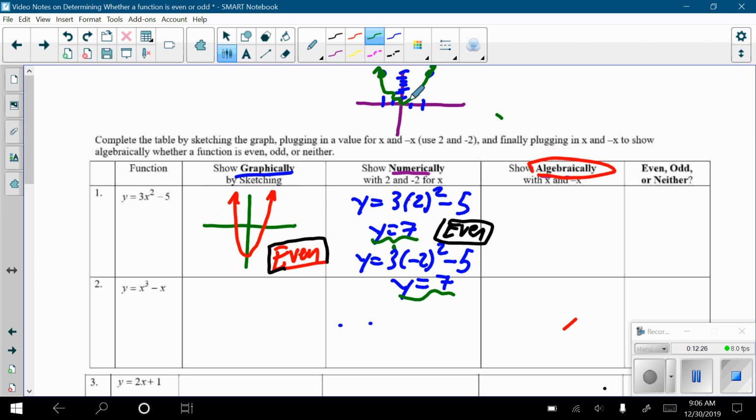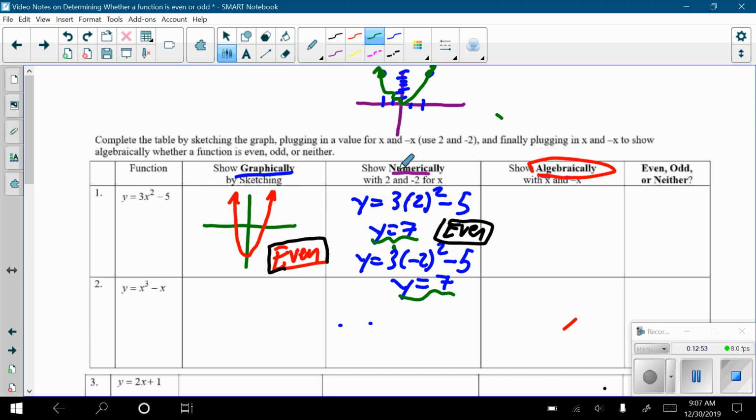Or it's messed up at like 1 point. Or maybe it looks similar all the way out here, but then way out here they change a little bit. So in order to actually be able to tell if a function is even or odd numerically, you'd have to plug in 2 and -2 and 1 and -1 and 1.7 and -1.7 and 3.8 and -3.8. You'd have to plug in a million, bajillion, infinitely many numbers. So instead, we're going to use algebra, okay?